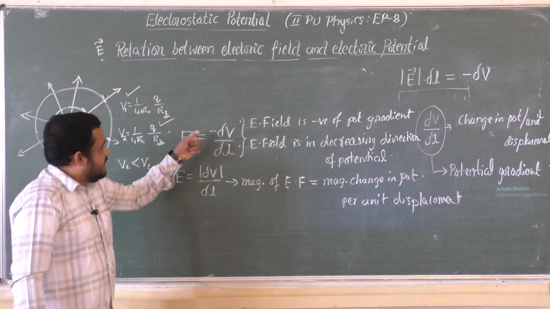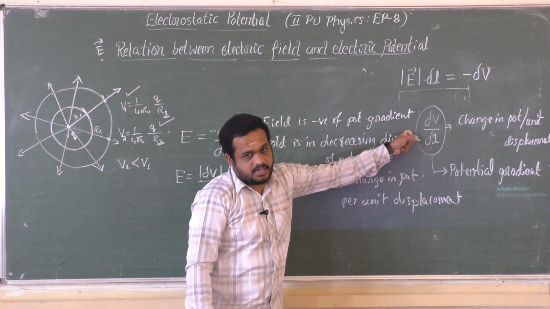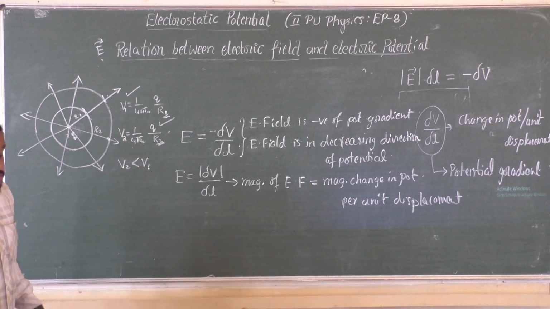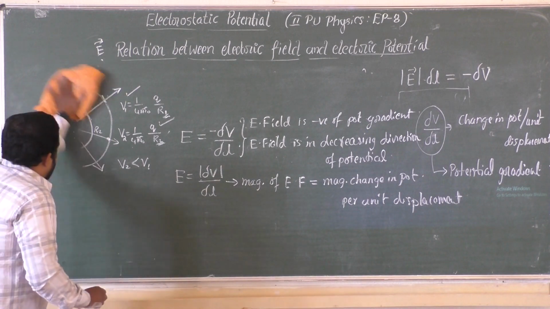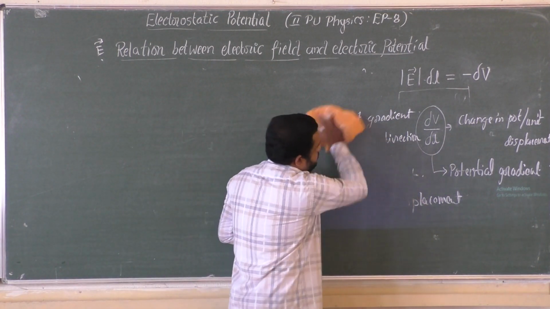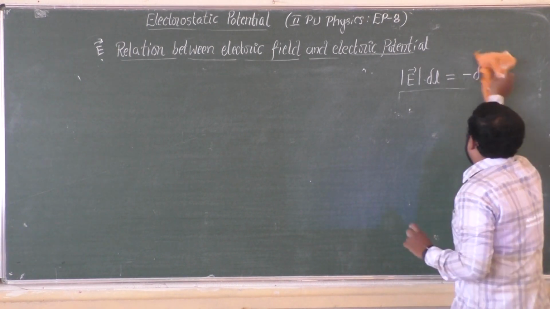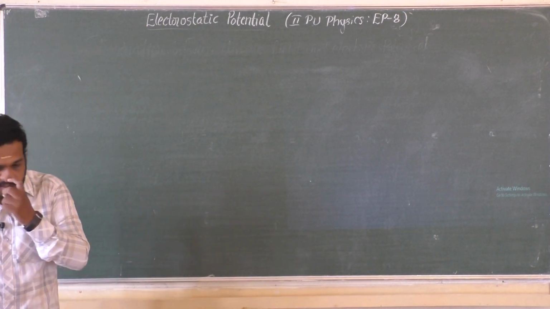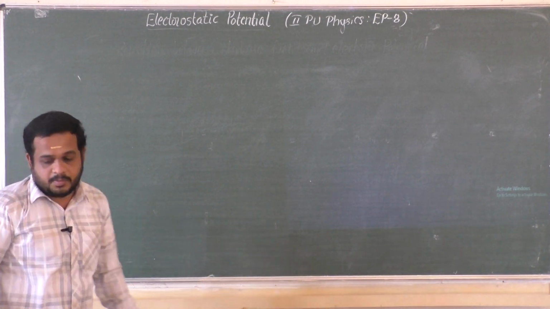So therefore electric field is the negative of potential gradient. That is the meaning of this statement. As you move along the direction of electric field, potential value decreases. Next. Let us use the relation between electric field and potential to solve one simple problem.